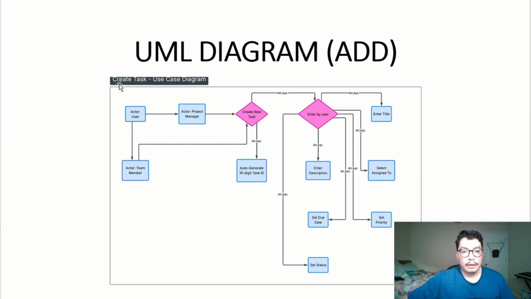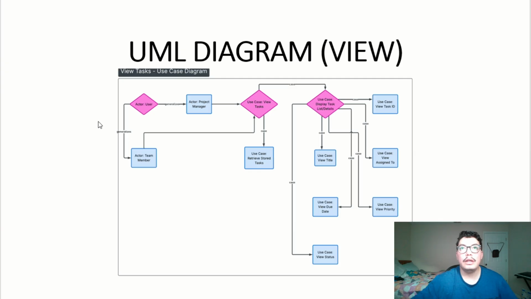And finally, here I have my UML diagram. In this case, I say that the actor user wants to create a new task. Also, we have to add the user, and here are all the fields that our task has: the title, description, assignee, the due date, and the status. So here, this is the process of creating my add task.